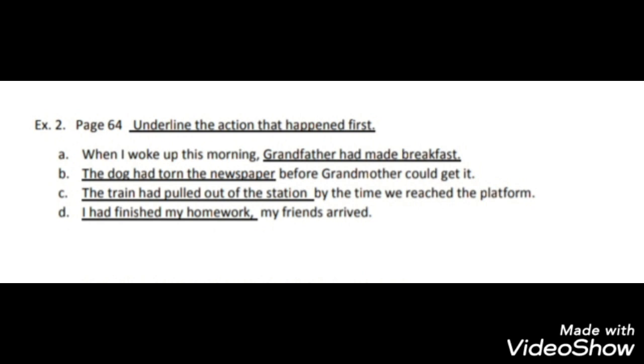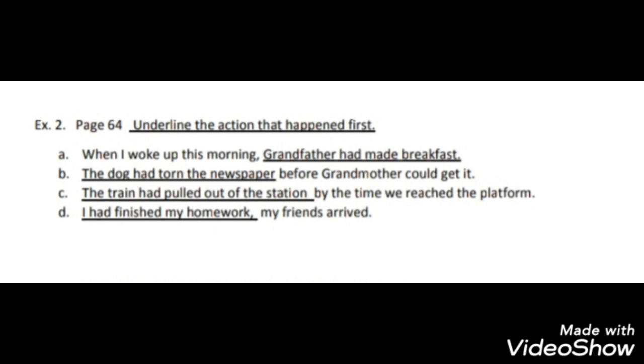The dog had torn the newspaper before grandmother could get it. It says that before the grandmother could take the newspaper in her hand, the dog had already torn it. Thus, the first action is the dog had torn the newspaper. Clear? Now come to sentence C.